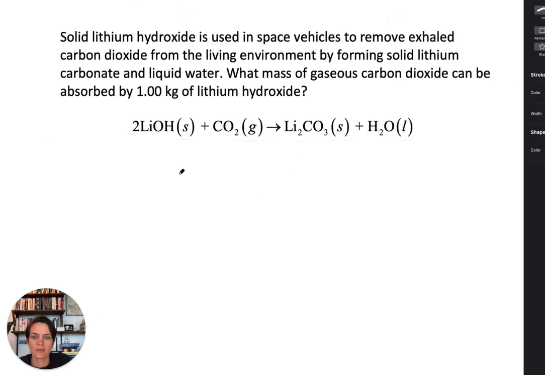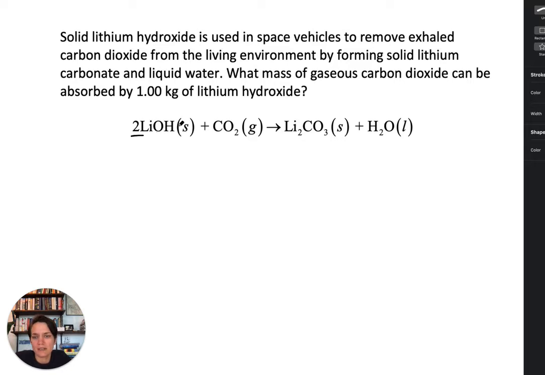There we go. Okay, so we have solid lithium hydroxide is used in space vehicles to remove exhaled carbon dioxide from the living environment by forming solid lithium carbonate and liquid water. That's cool. Right? Because you don't want carbon dioxide to build up. Not good for cells. What mass of gaseous carbon dioxide must be absorbed by 1 kilogram of lithium hydroxide? And look, we already have our balanced chemical reaction there. Going easy on you guys.